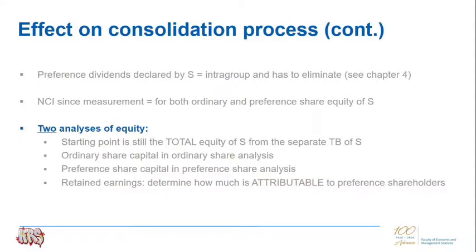And then the portion that is attributable to the preference shareholders will be moved out of the ordinary share analysis to the preference share analysis. What's left in the ordinary share analysis for that retained earnings will then be attributed to the ordinary share equity participants, and what you've moved out to the preference share analysis will be attributed to the preference share equity participants.